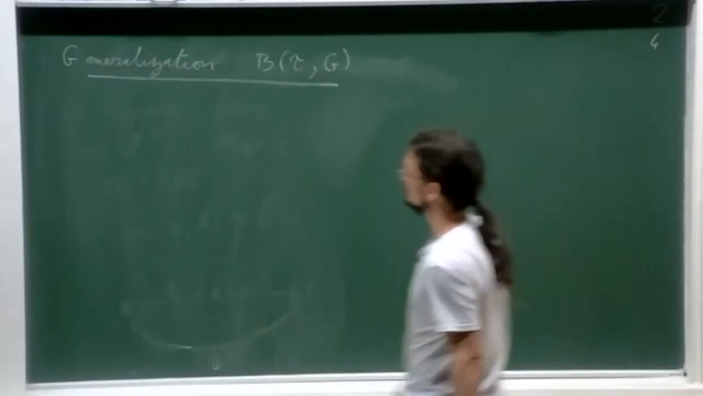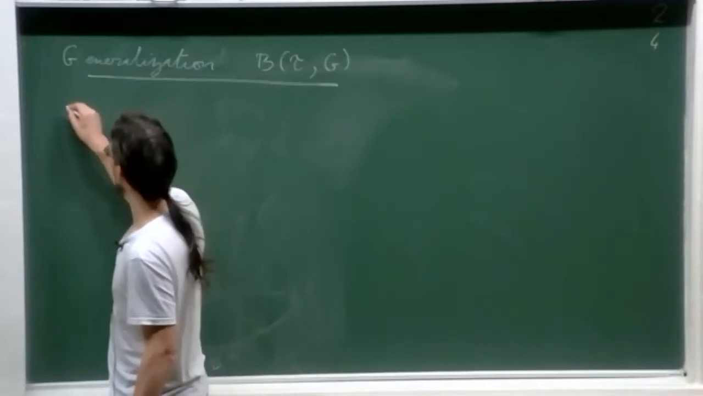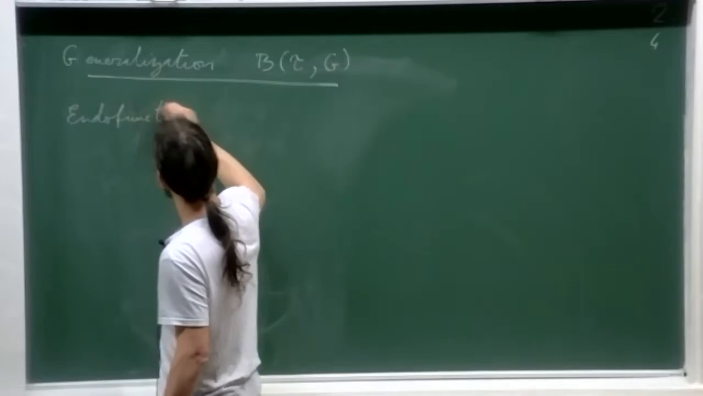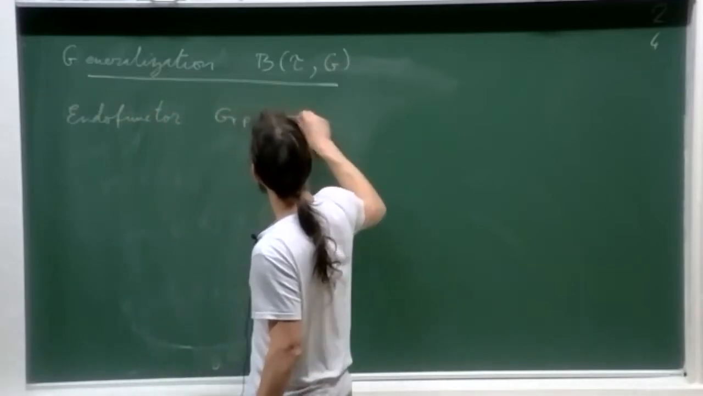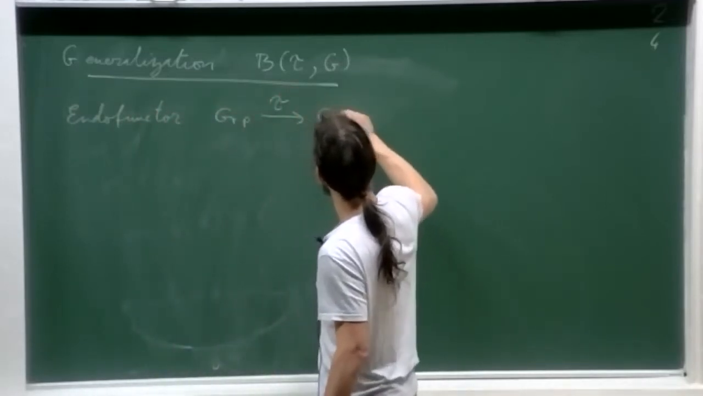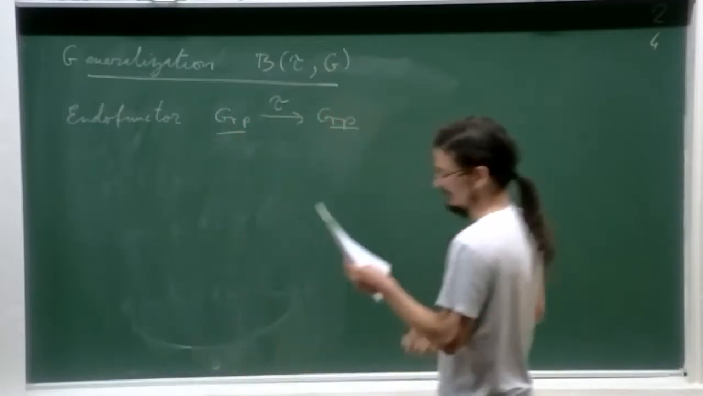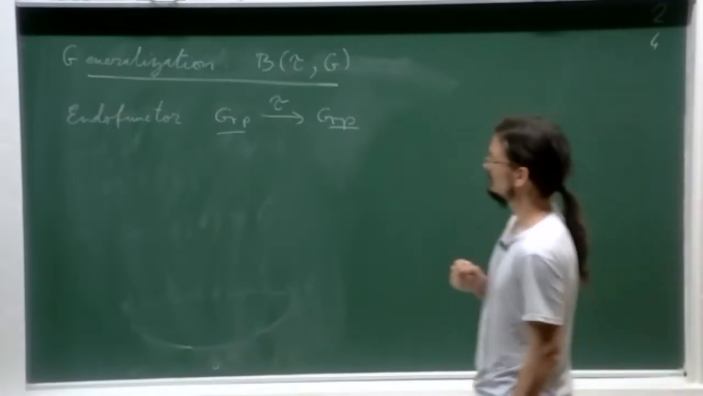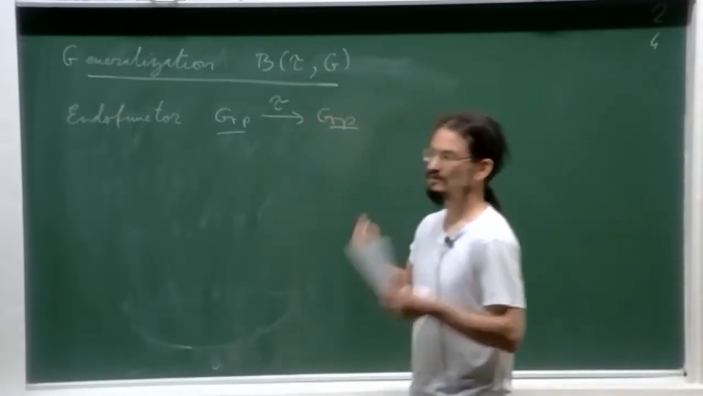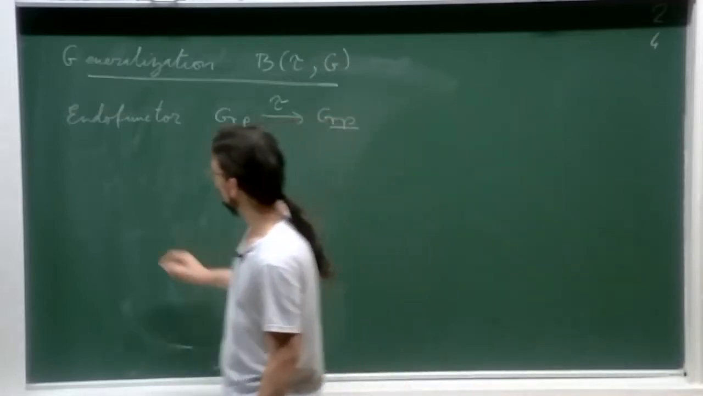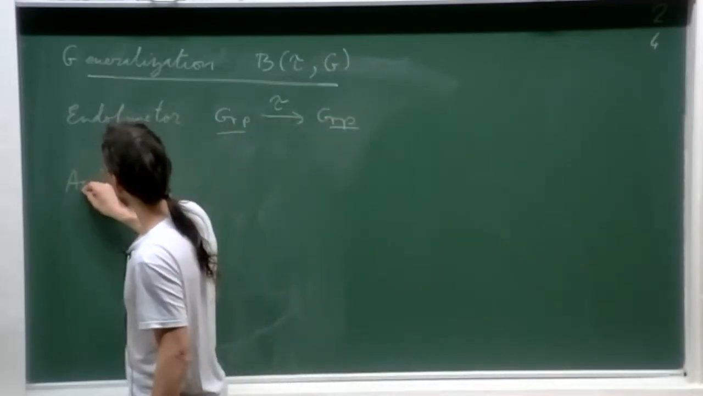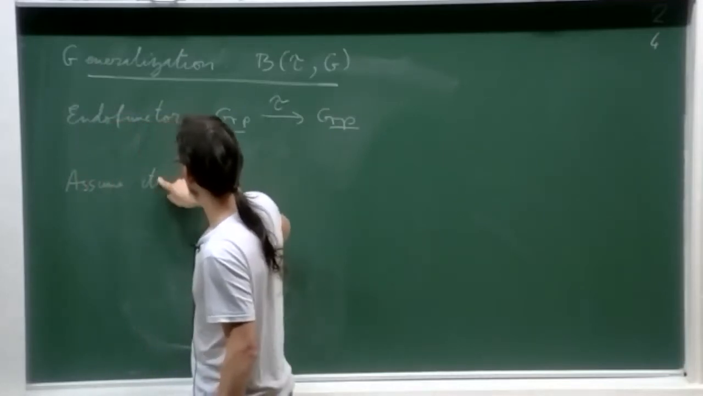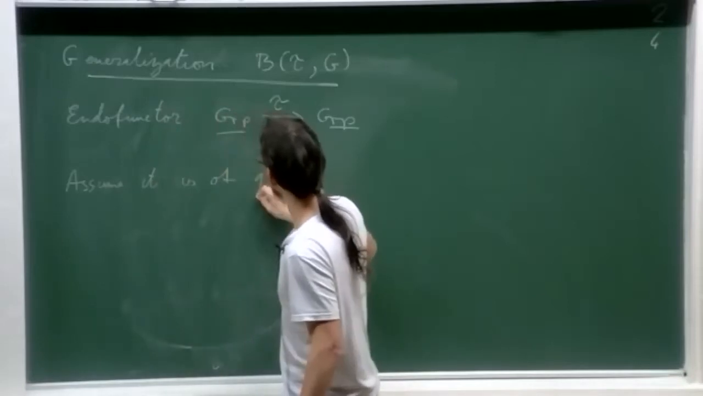So how we start out is that we take an endofunctor tau on the category of groups. And then it's got one key property that we needed to make our theorems work. This key property is that we assume that it is of quotient type.